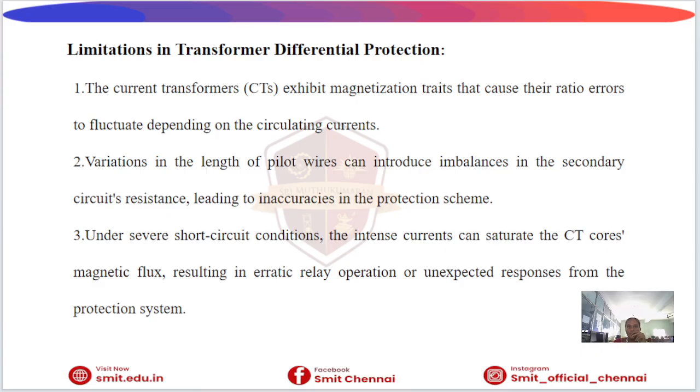Then, limitations of differential protection. Current transformer errors and saturation can affect the accuracy of the system. Magnetizing inrush current may cause false operations. Long pilot wires introduce a resistance imbalance, and proper settings are required to avoid maloperations. So these are the limitations of differential protection in the transformer.